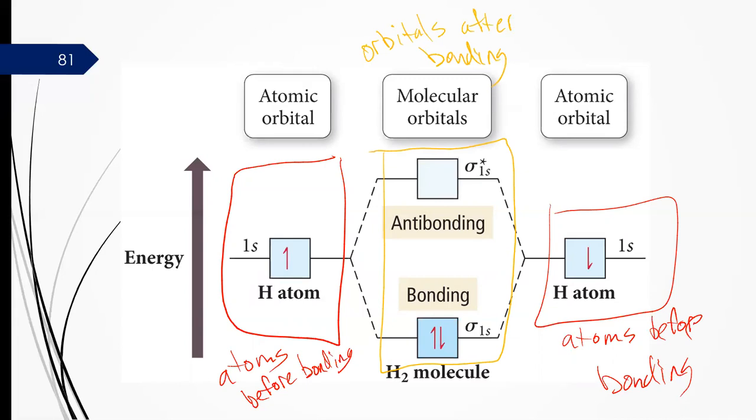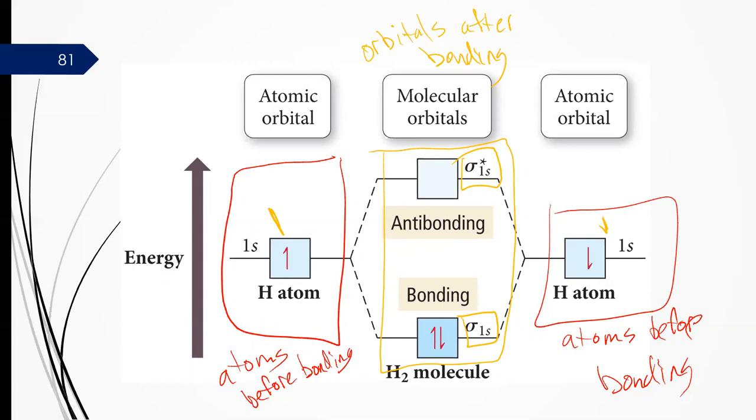Now, however many orbitals that we have from the left and the right, we have to have the same number in the middle. So you can see that we had 1 orbital from here and 1 orbital from here. And so that means that we should have 2 orbitals in the middle. One of them is going to be bonding, which is this one down here at the bottom. The other one is going to be antibonding, which is up on the top.